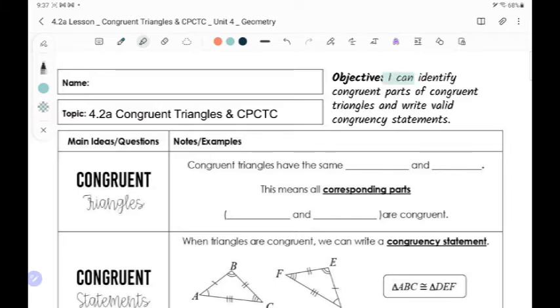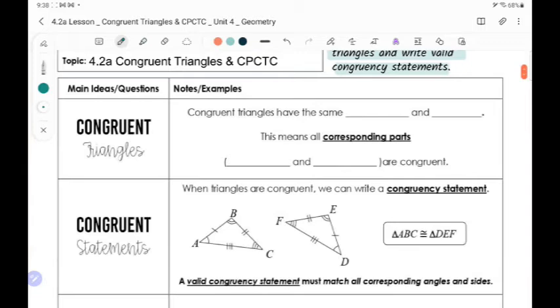Looking at the objective, I can identify congruent parts of congruent triangles and write valid congruency statements. CPCTC is an abbreviation for those words I just read, congruent parts of congruent triangles. You will notice it is the beginning of each word. So let's look first, what are congruent triangles?